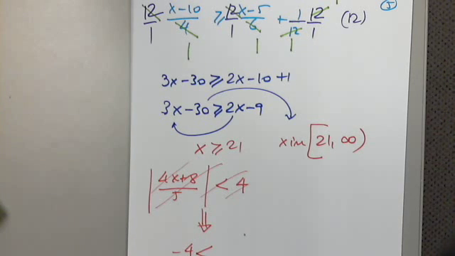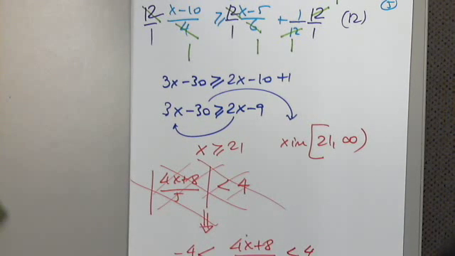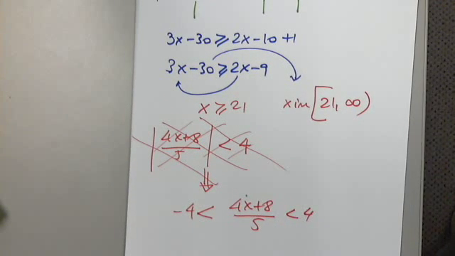No, the absolute value is gone. Negative 4 less than 4x plus 8 over 5, also less than 4. That's it. Now this is gone. We replaced it by something else that we know how to solve. And this is what we know how to solve. Very good. Thank you for your help.